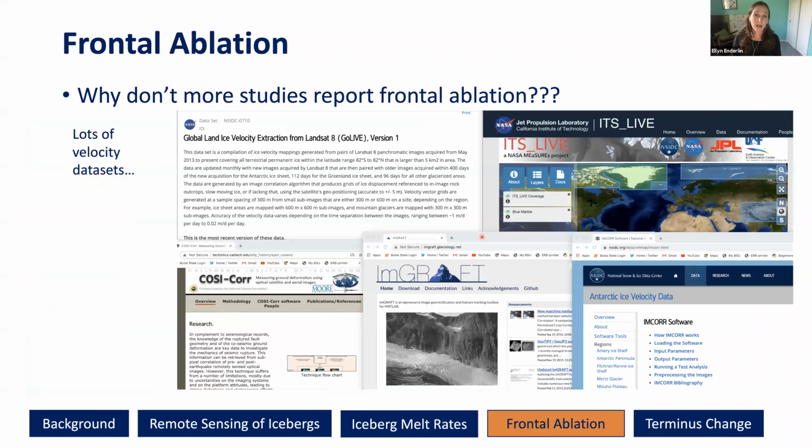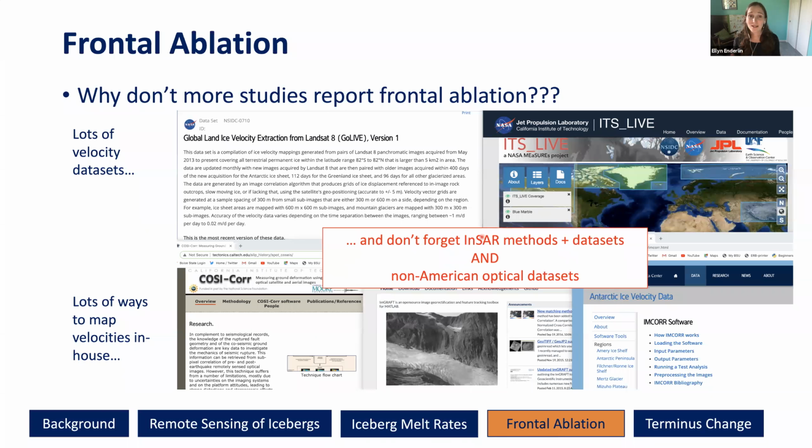All right, so speed, we actually have a lot of velocity data now for glaciers. We have these global velocity data sets, GoLIVE, ITS_LIVE. We have lots of ways to map velocities in-house if that's the route you choose to go. COSI-Corr, IMGRAFT, IMCORR, there are other ways, not to mention that there are InSAR methods and InSAR data sets. There are lots of non-American data sets as well. So we can get velocities fairly easily at this point, provided by someone else or calculated in-house.